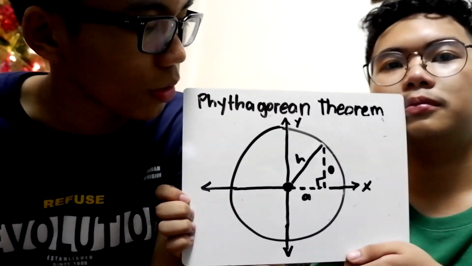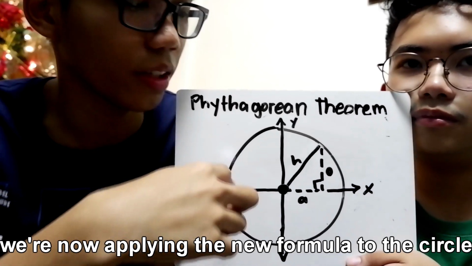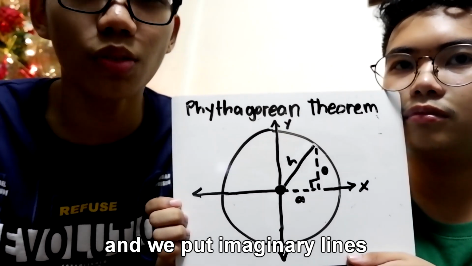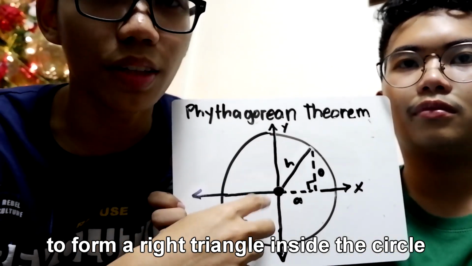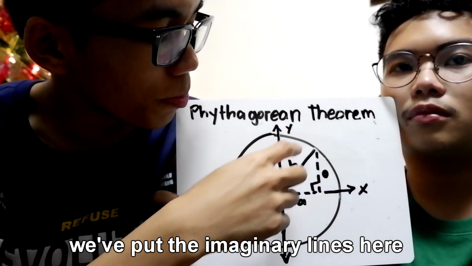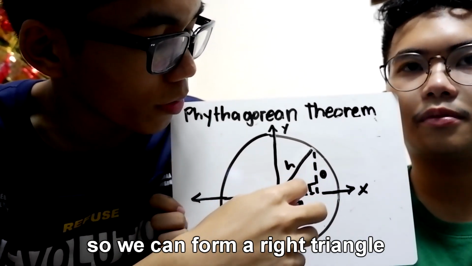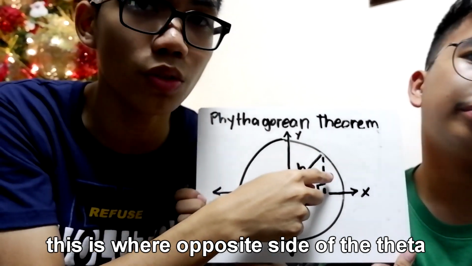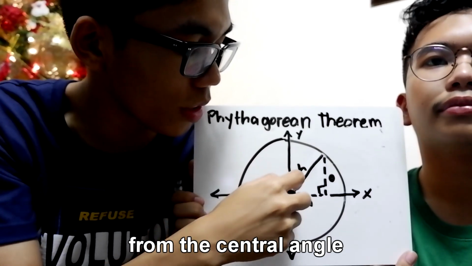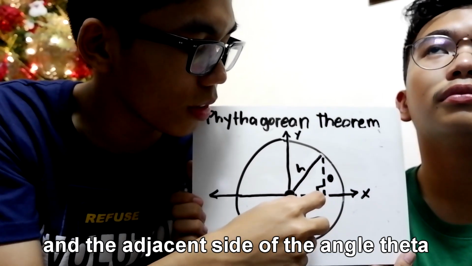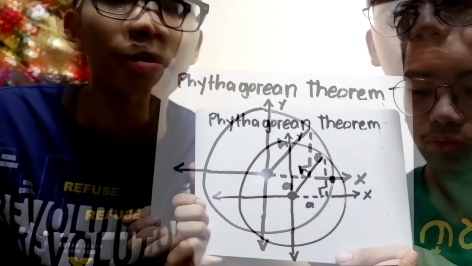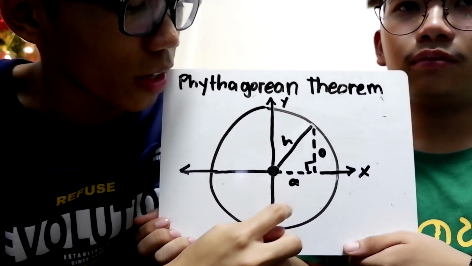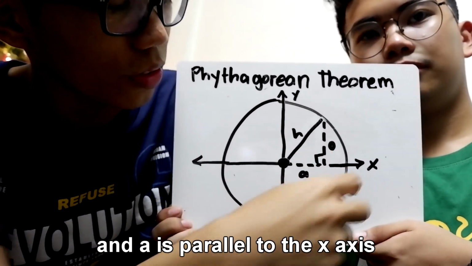Okay, so we're back again. We're now applying the new formula to the circle. As you can see, we drew a circle here and we put imaginary lines to form a right triangle inside the circle. This is where the hypotenuse is located. This is where the opposite side of theta from the central angle is located, and the adjacent side of the theta angle. As you can see, O is parallel to the y-axis and A is parallel to the x-axis.